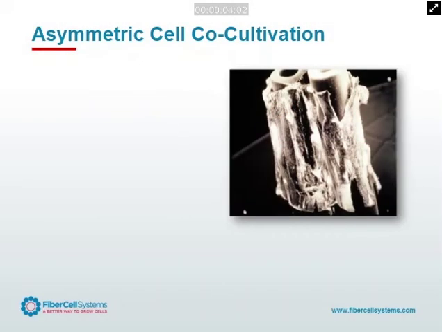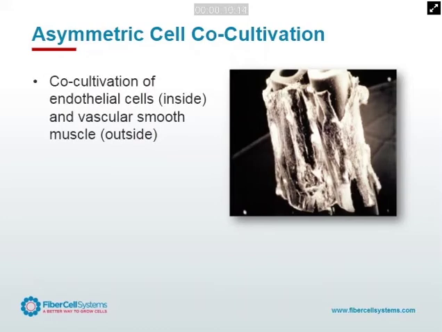So now we're going to talk a little bit more about some of the co-cultivation applications and hopefully get some nice interesting pictures. So here we talk about asymmetric cell co-cultivation. In this particular case, we have endothelial cells on the insides of the fiber. This is a different fiber that we work with. And here we can see vascular smooth muscle on the outside of the fiber, so you can see the three-dimensional growth characteristics of the cells on the fiber.